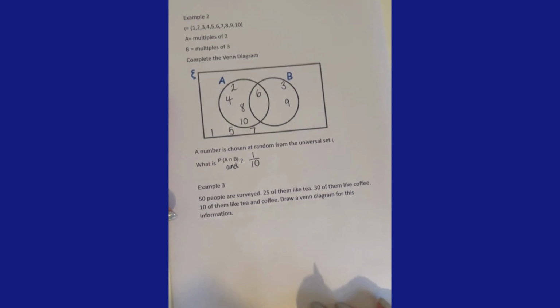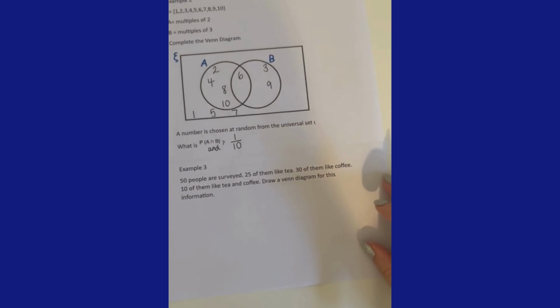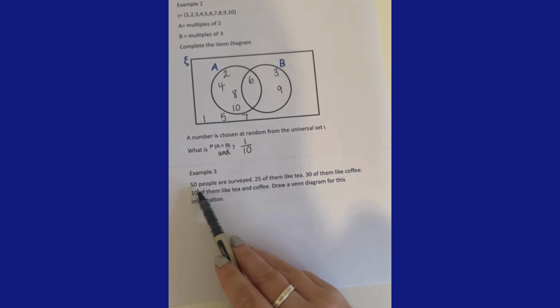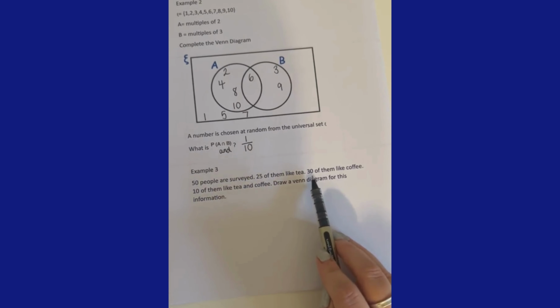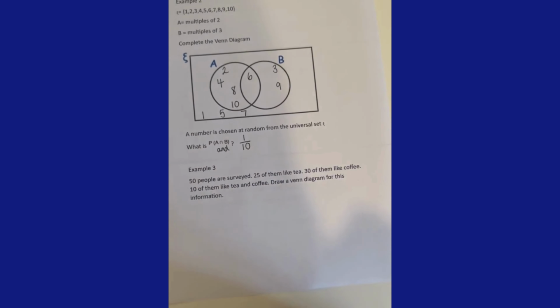Okay, example number 3 then. 50 people are surveyed, 25 of them like tea, 30 of them like coffee, 10 of them like tea and coffee. Draw a Venn diagram for this information. Now some of you might be looking at this and thinking, well, 50 people are surveyed. If I add all of these together, 25 add to 30, that's going to get us 55, which is above what we've got. And that's not even including who we've got in the middle. So let's have a look at how we might answer this question.